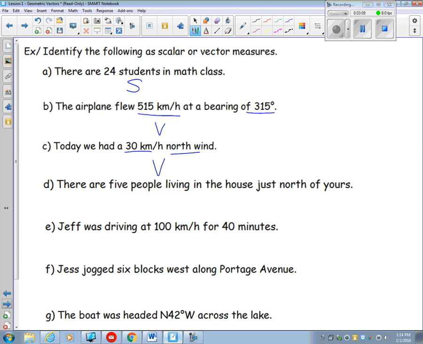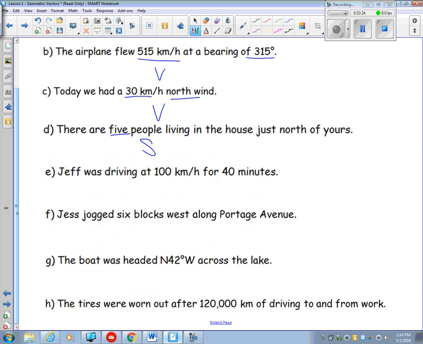5 people living in the house just north of yours. Well, the 5 people aren't walking to the house north of yours. They are in there, right? They're not moving from one spot to another. This is just a number, just a scalar. Yeah, there's a little trick there. I tried to put a direction in there, but it didn't really mean anything.